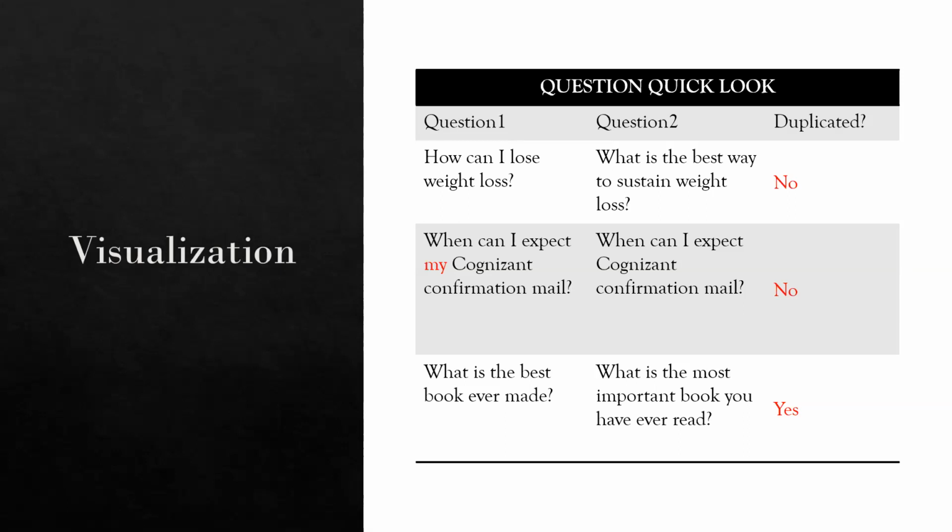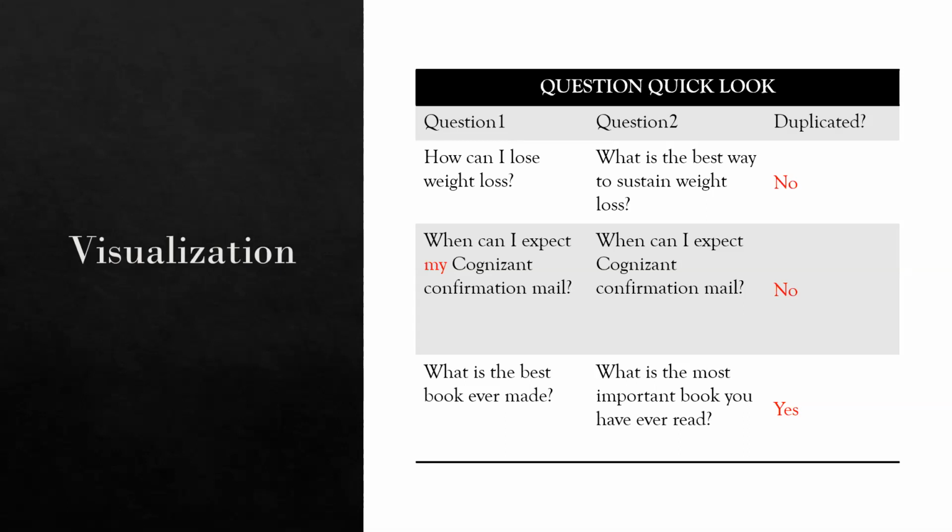We can take a quick look at the questions. Like in the first row, question 1 is how can I lose weight, and question 2 is what is the best way to sustain weight loss. Question 1 asks about the way that can lose weight, and question 2 asks about the best way, so it's not duplicated. And some questions share a lot of words but don't convey the same meaning. Like in the second row, question 1 is when can I expect my Cognizant confirmation mail, and question 2 just asks when can I expect Cognizant confirmation mail. They're just one word different.